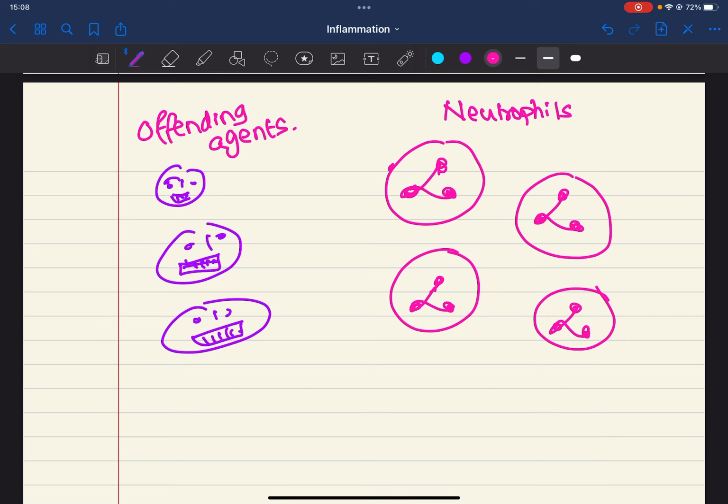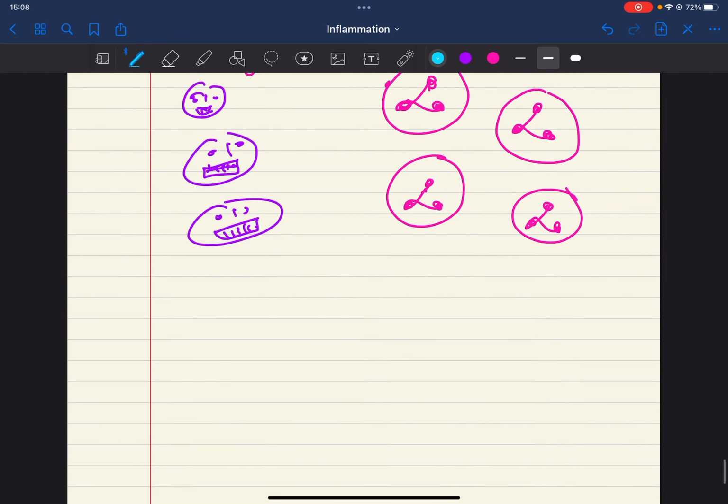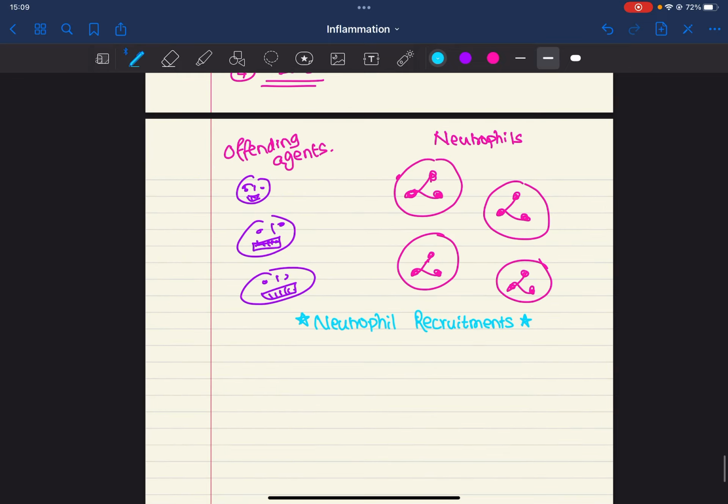Now our neutrophil is already recruited. This is called recruitment of neutrophils. Now neutrophils have been recruited.